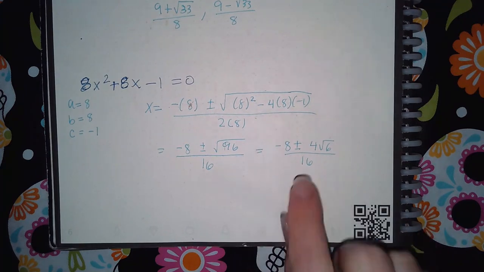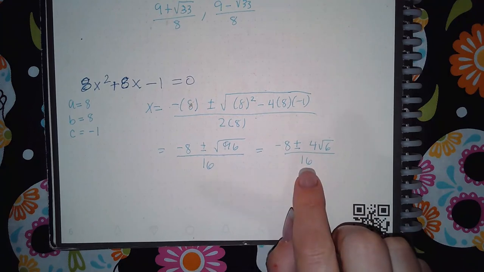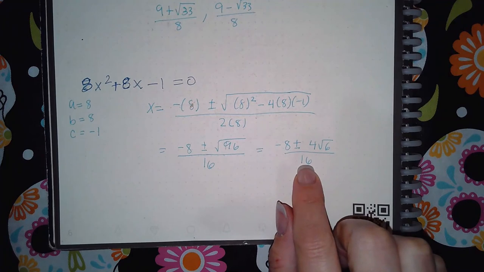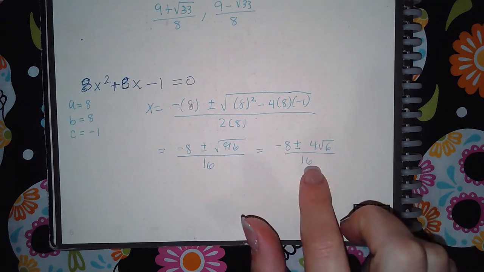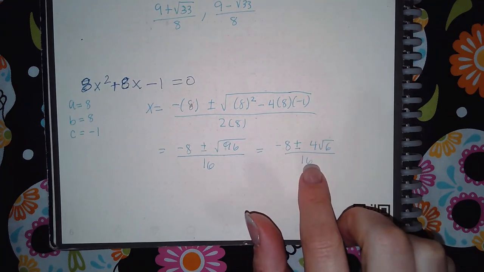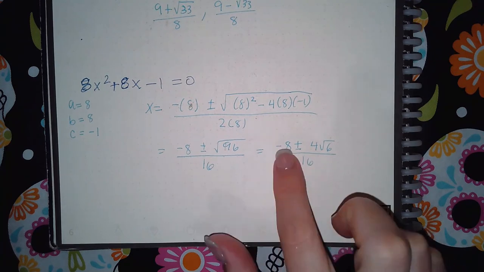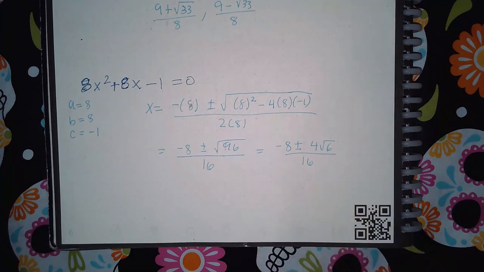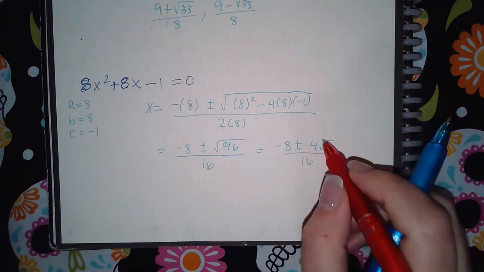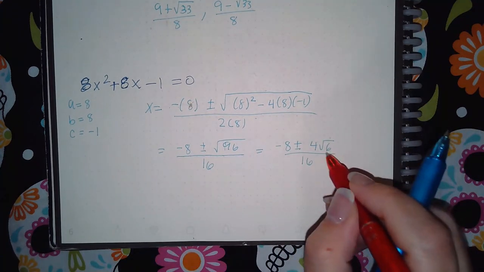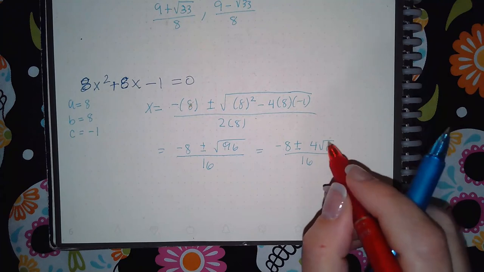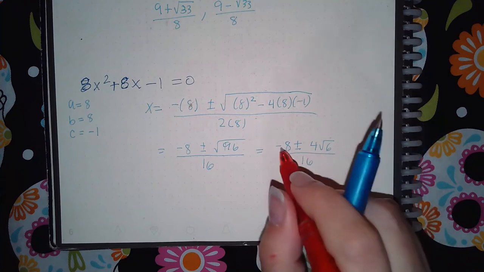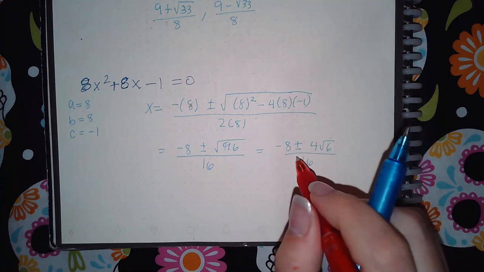And so what you have is three numbers here, three terms, two terms in the numerator, one term in the denominator. And if all three of them can be divided by the same number, then you need to do so. So 8, 4, and 16 can all be divided by 4. And so I have to divide all three of them by 4. I should not be dividing the inside of the radical by anything, because this is inside the radical. And all of these numbers are not inside of a radical.